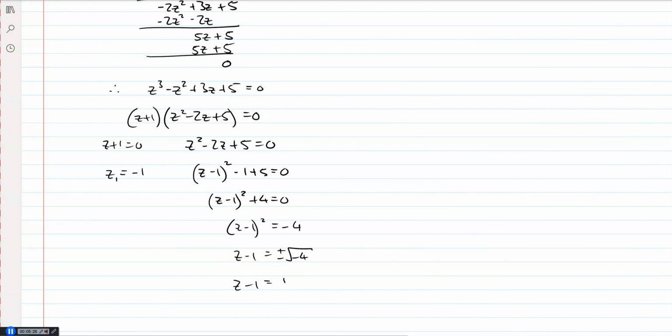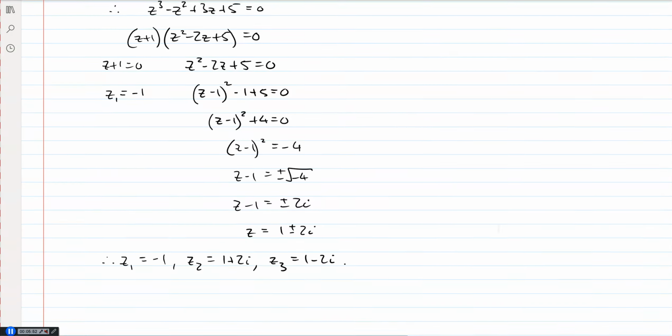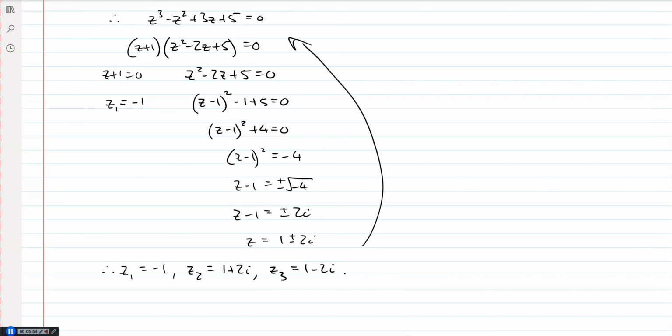So root minus 4 is root 4 root minus 1, so this will be 2i. So we'll get z is 1 plus or minus 2i. So therefore my 3 roots are minus 1, 1 plus 2i, and 1 minus 2i. And we can use our calculators to check this as well, and we can sub them back into the original to check as well.